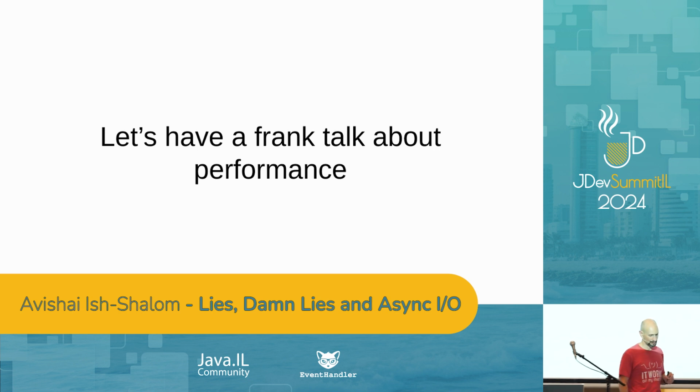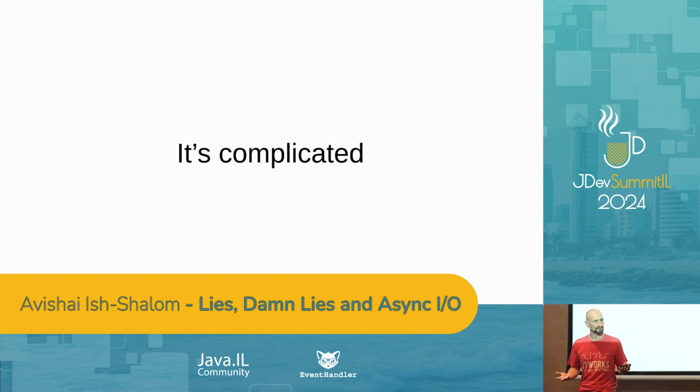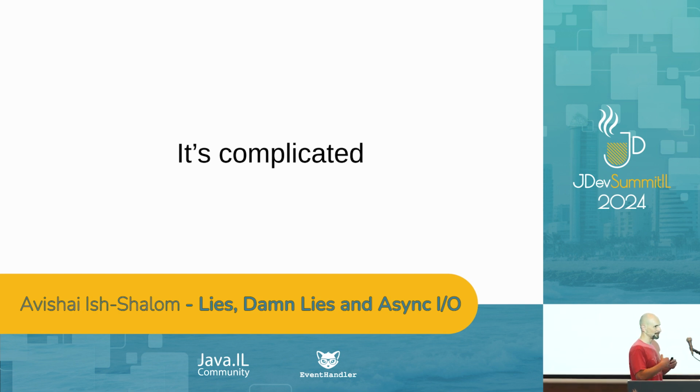Let's have a frank talk about performance. Okay? All frank talks about performance start kind of like this. It's complicated. Okay? So, what is performance? Is it average? Is it 99th percentile? Is it latency? Is it throughput? Can you actually achieve all of those together? So when we start a conversation about performance, it's really important that we define what is performance for us. Okay? What is the metric that we are trying to optimize for?